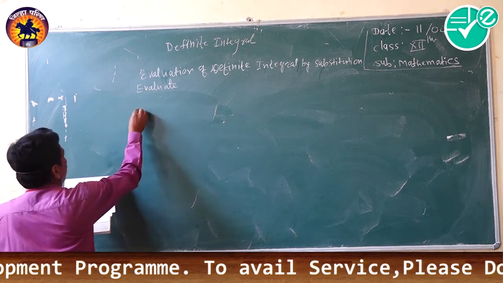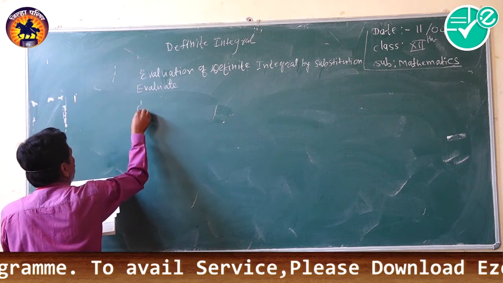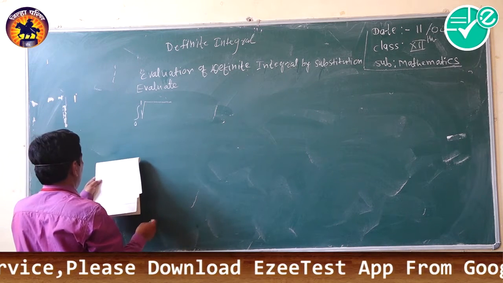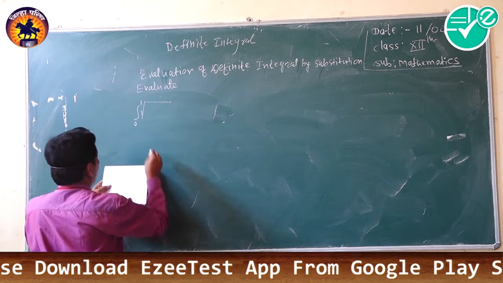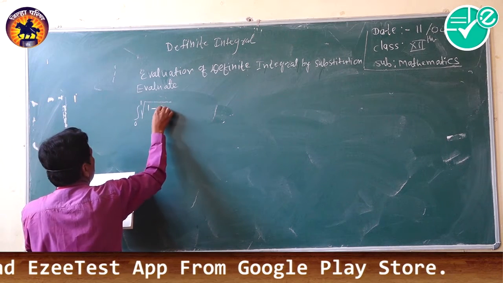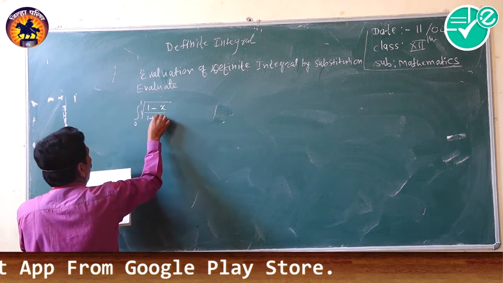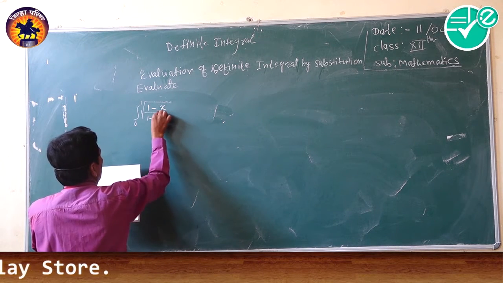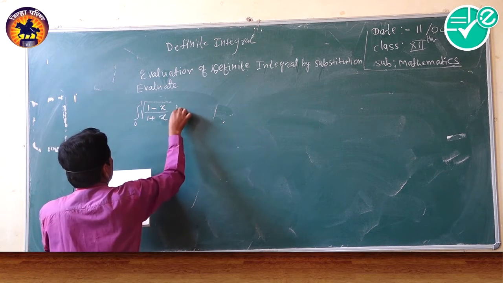Evaluate the integral from 0 to 1 of the square root of (1 minus x) divided by (1 plus x) dx.